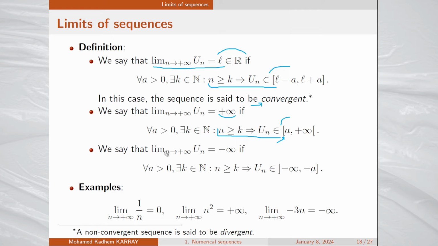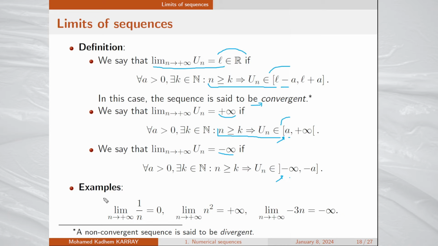Finally, we say that the limit is minus infinity if, under the same conditions, when n is larger than k, un is within the interval minus infinity, minus A. So according to the type of limit you have, you consider different types of intervals here.